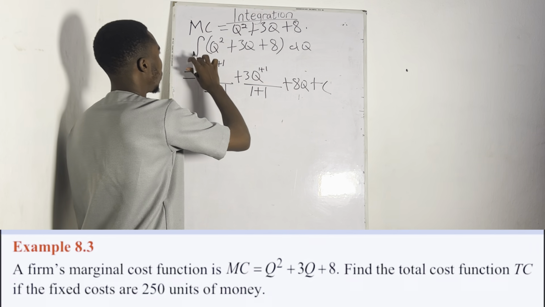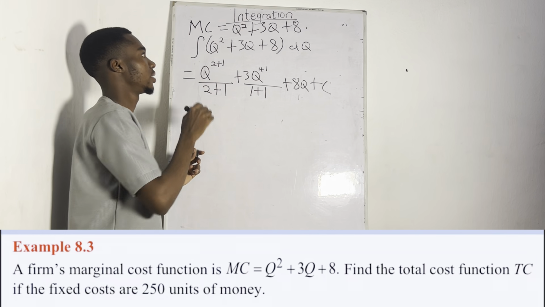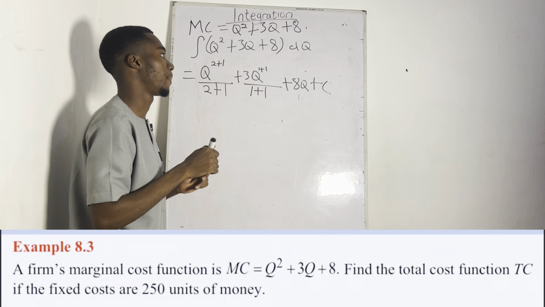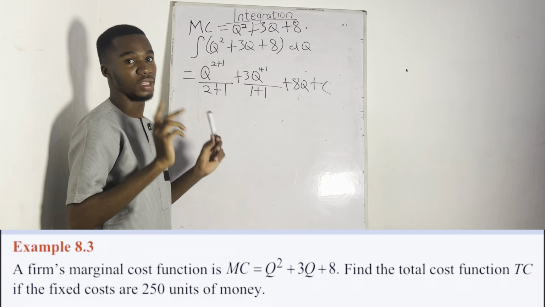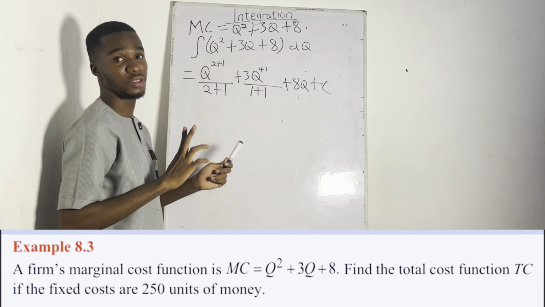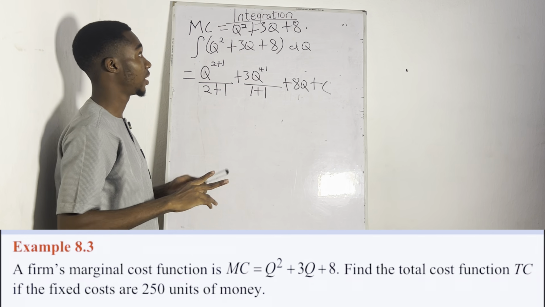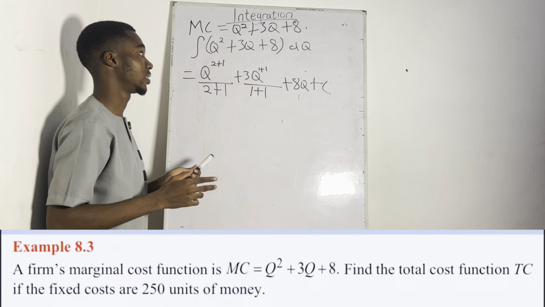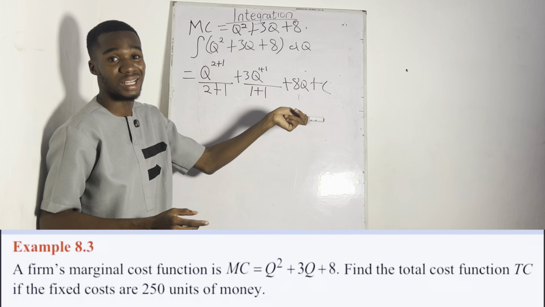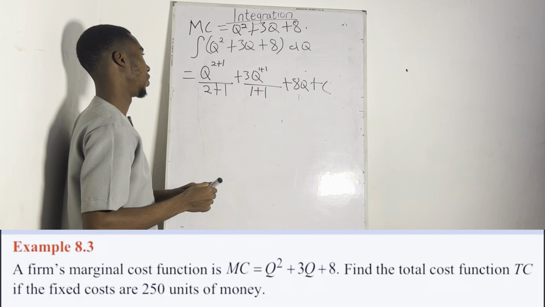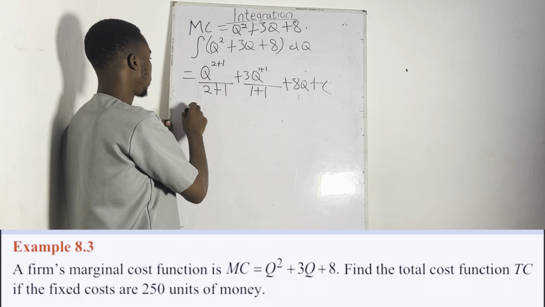You add plus c because there are no limits. You get it? So once there are no numbers here, then you add plus c. Don't forget, if you don't add the plus c, you're going to be marked wrong. Anytime you are dealing with marginal functions and all that, there are no limits, so you always add plus c. Always. All right, so now let's simplify this.